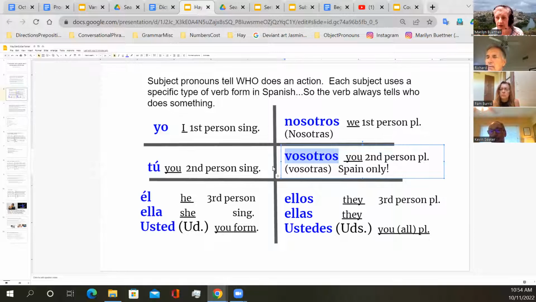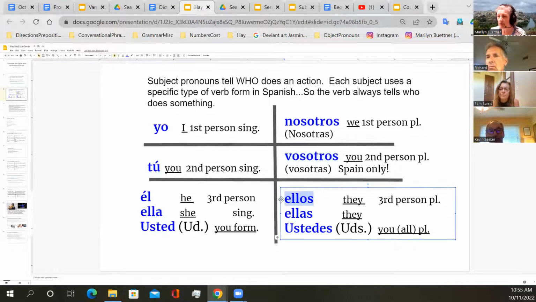They could give a rip. So you won't hear them use it, but in Spain, all the time. You go out with your buds, it's vosotros. Oye, vosotros. Hey, you guys. Okay, that's second person plural.